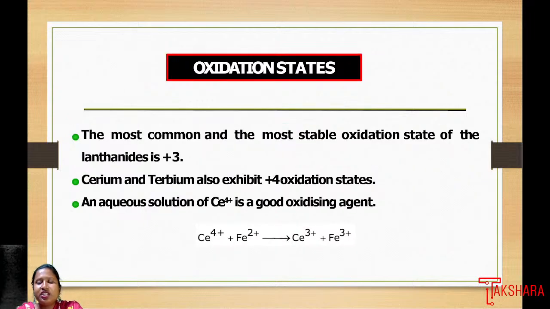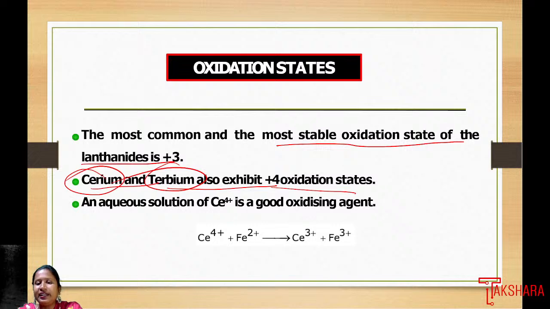Next, if we come to the oxidation states of the inner transition elements, the most common and also the most stable oxidation state of the lanthanides is +3. And in that, cerium and terbium also exhibit +4 oxidation states. So the cerium element and terbium element commonly show the +4 oxidation state. And an aqueous solution of cerium +4 is a good oxidizing agent. Cerium 4+ in aqueous medium acts as a good oxidizing agent.